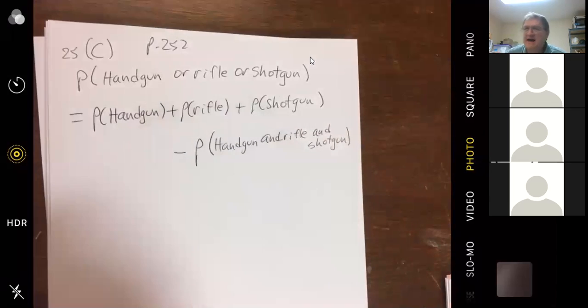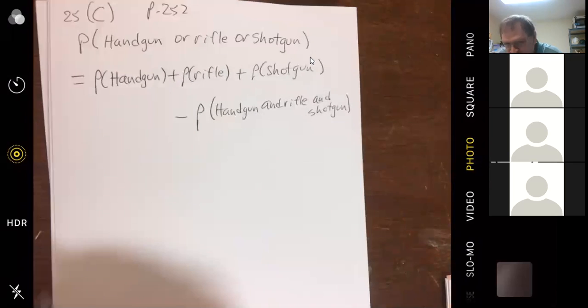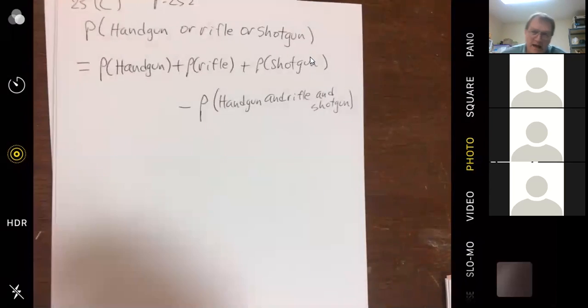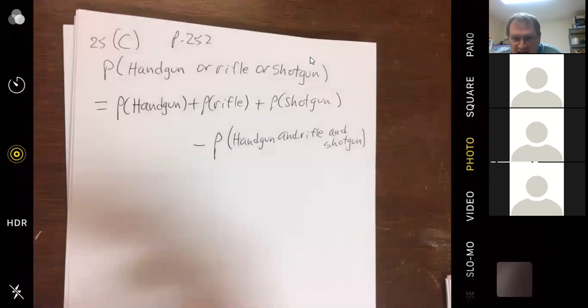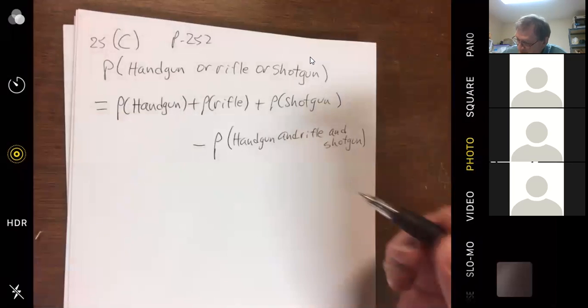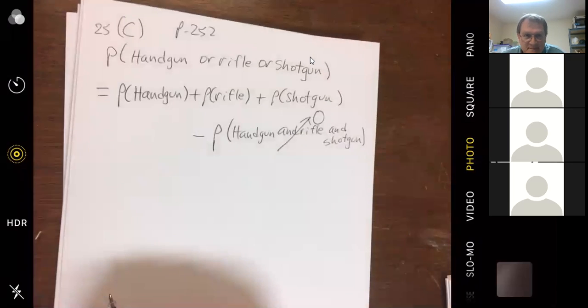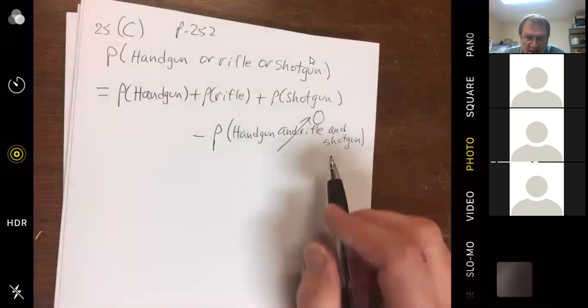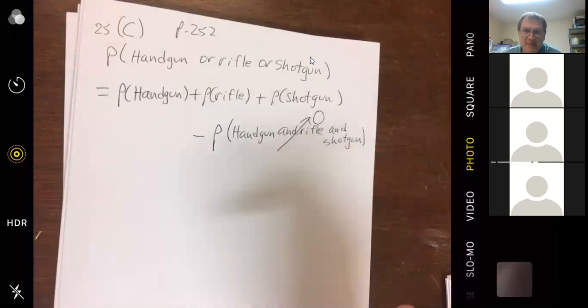You pull up your handgun, bam! Oh man, he isn't dead enough. Let's use a rifle. Bam! No, he isn't dead enough. Let's use a shotgun. Bam! Okay, but probably not likely. Yeah. Okay. And they didn't give us a category for it. They would have had to give us a category of murders that used all three.